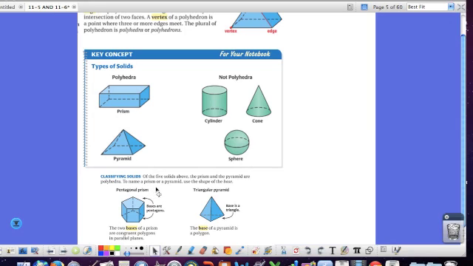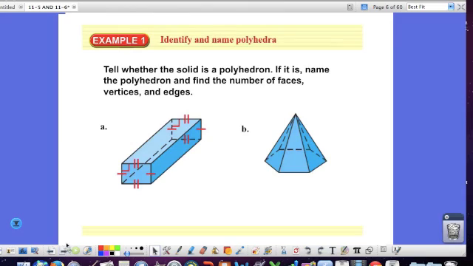To name a prism or a pyramid, you use the shape of its base. So a pentagonal prism is a prism that has 2 pentagons as its bases. And a triangular pyramid has a base that is a triangle. So for instance, a pentagonal pyramid would have 1 pentagon at the base and triangular sides. We're going to identify whether these are polyhedra or not. If it is, name the polyhedron, and find the number of faces, vertices, and edges.